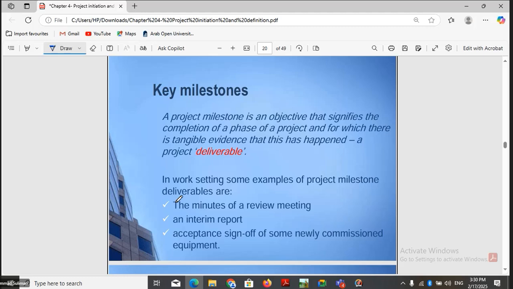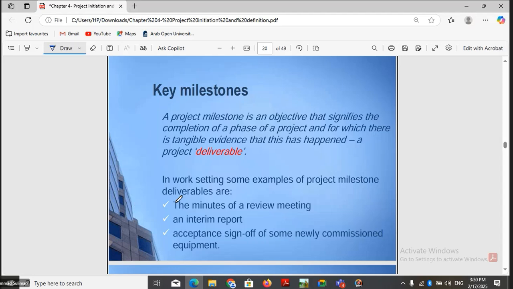Key milestones. A milestone is an objective that signifies the completion of a phase of a project, for which there is tangible evidence that this has happened. That is called a key milestone. So we set the milestones in the project. For example, completion of phase one is a milestone, and completion of phase two. Phase one has many objectives, and phase two has many objectives. Once we complete phase one, one milestone is achieved. In phase one, we had many activities that we completed, right?